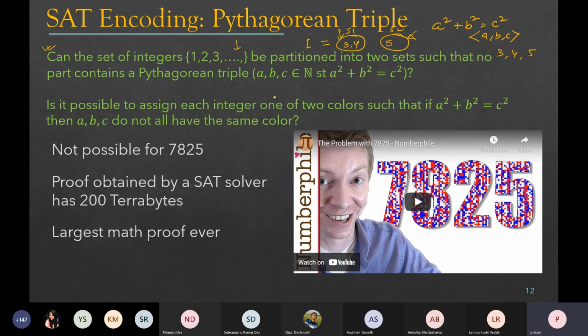Another variation of this problem is this: let's say we have a Pythagorean triple a squared plus b squared equals c squared. Now we want to assign colors to the individual elements in this triple. So I can use either red or blue. These are the two colors I can assign to the entries in this triple, right?